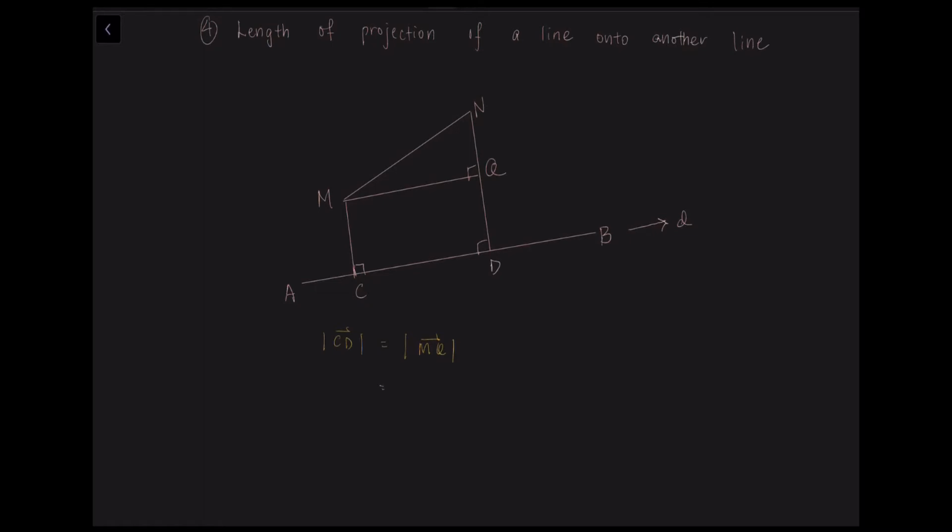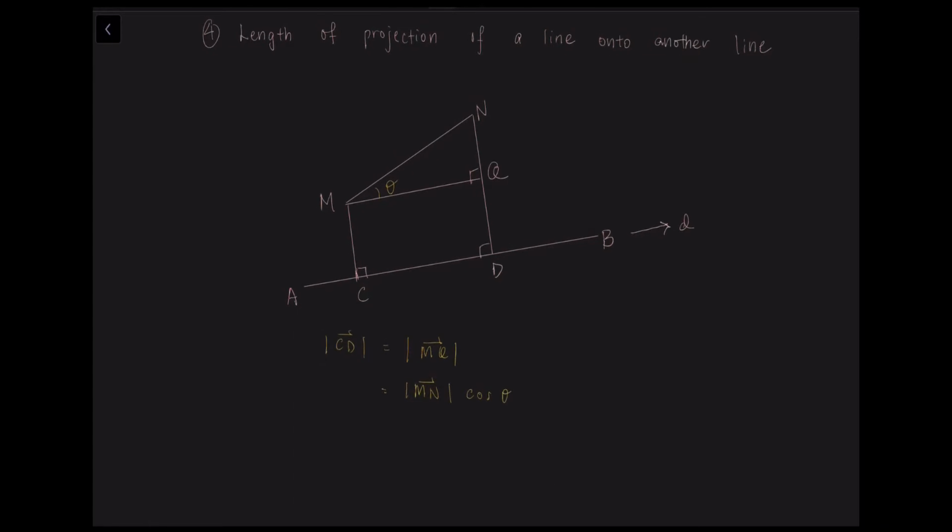So the length of projection of the line MN onto the line AB is given by the modulus of CD, where the modulus of CD equals the modulus of MQ. And we know that the length MQ equals the modulus of MN cos theta, as you can see, by the trigonometry property. And now we multiply and divide by the modulus of D.